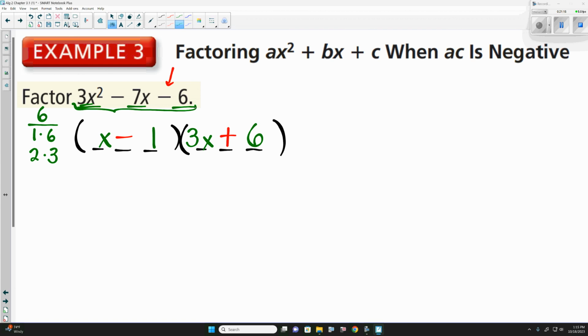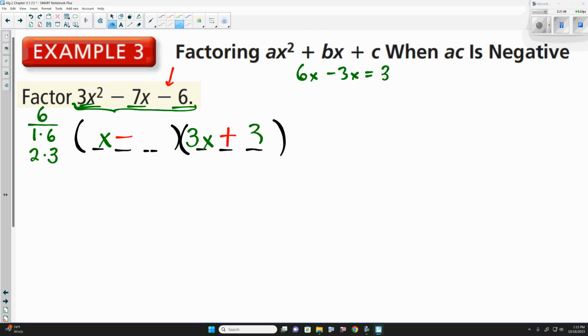If we did check it, x times 6 is 6x. Negative 1 times 3x is negative 3x. Gives us a positive 3x. That is not the middle term. So 1 and 6 doesn't work. And really, we can determine that because, well, I can't have 3x and 6 in the same parenthesis. We have 4 arrangements just kind of with this setup here. So what that tells me is, well, this cannot be 6.